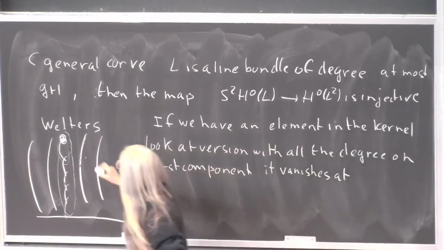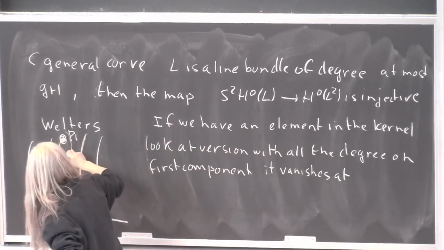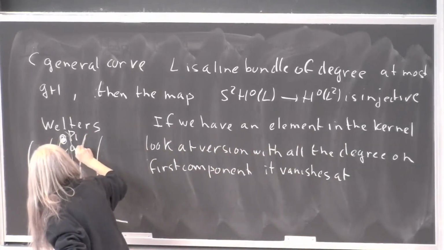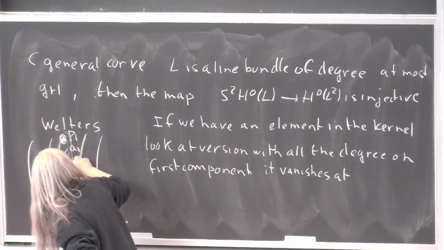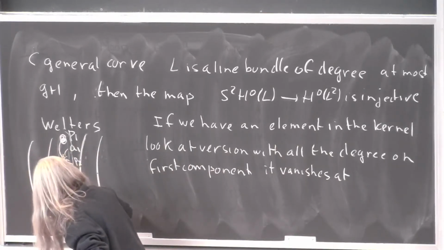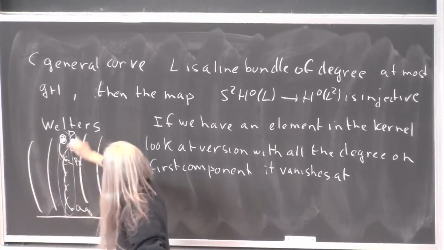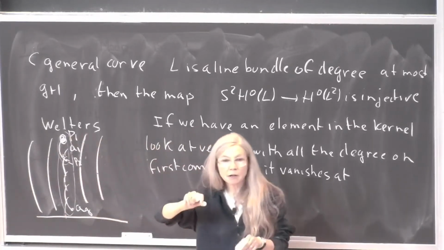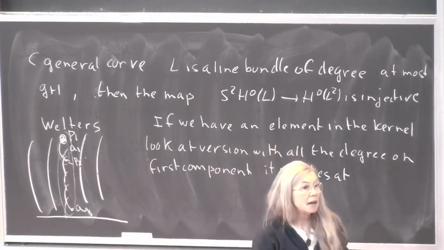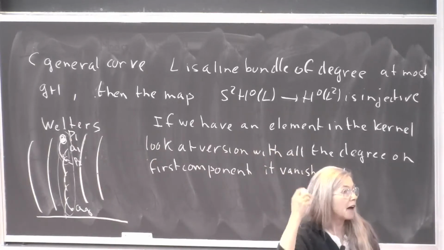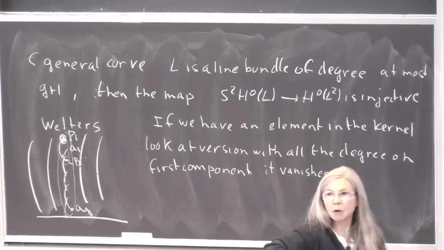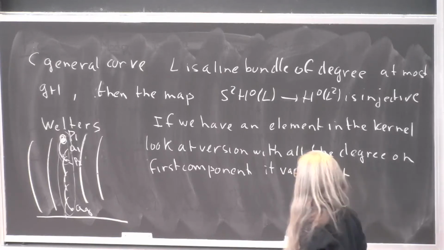So maybe I should label this point. Let me call this point P1, and then the point here is going to be Q1, and I am gluing Q1 to P2, and so on. And over here, I am going to have Q_g. So I have 2 interesting points on every component, which are the points at which we glue. And on the first and last component, I arbitrarily choose one first point and one last point so that it all looks the same.